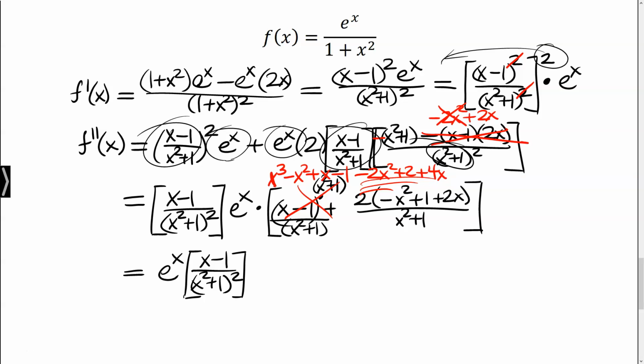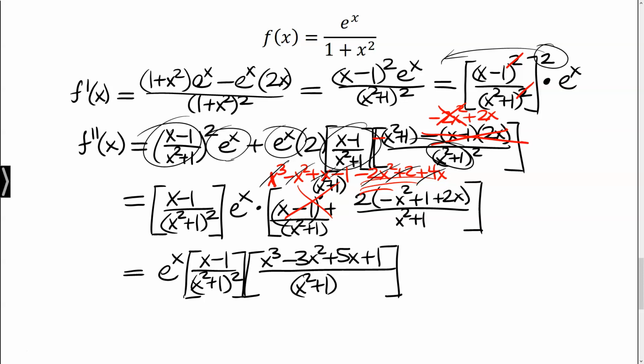It's x cubed, and then we've got minus 3x squared, we've got 5x plus 1, all over x squared plus 1.